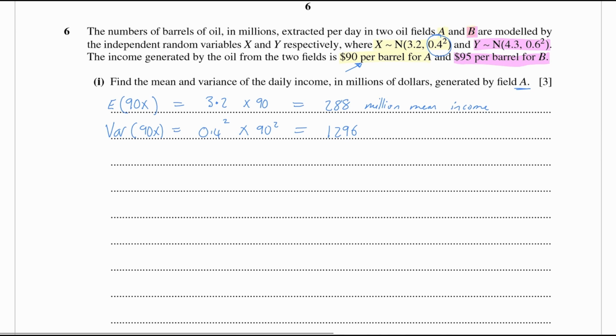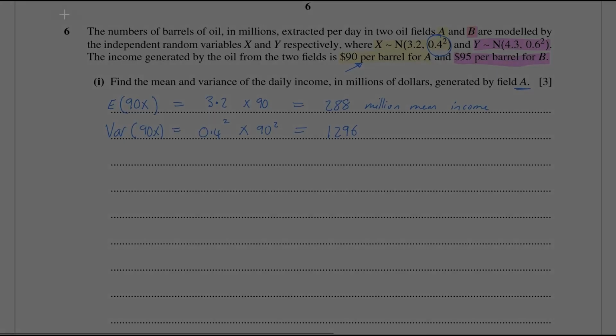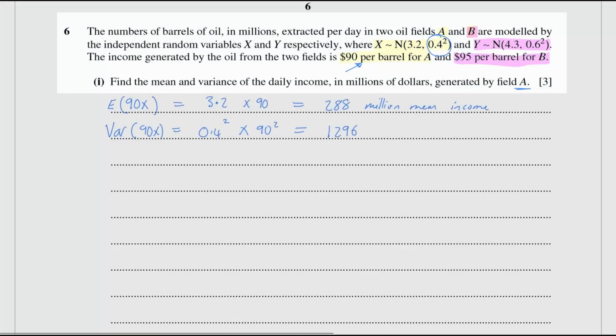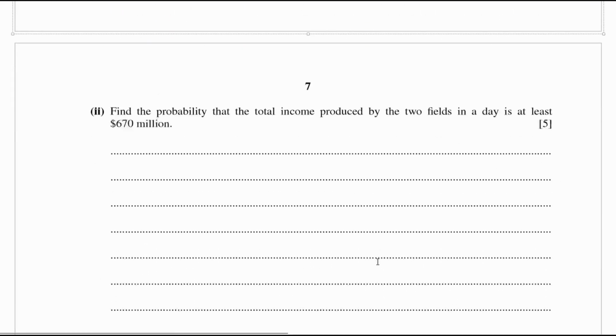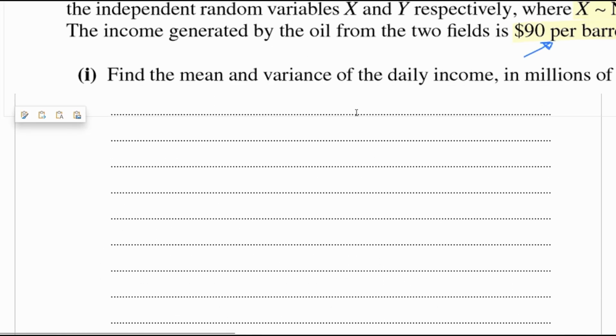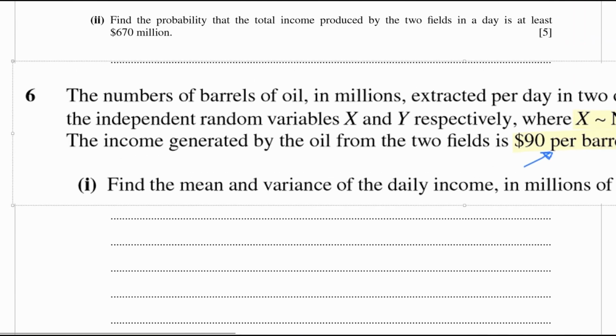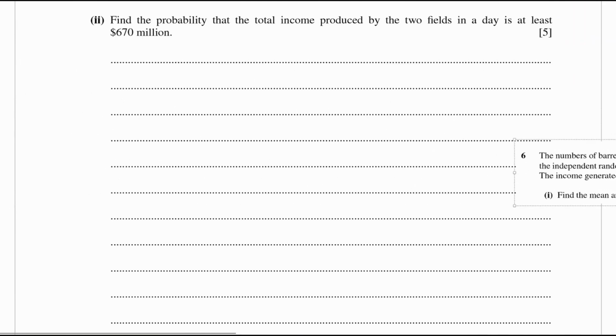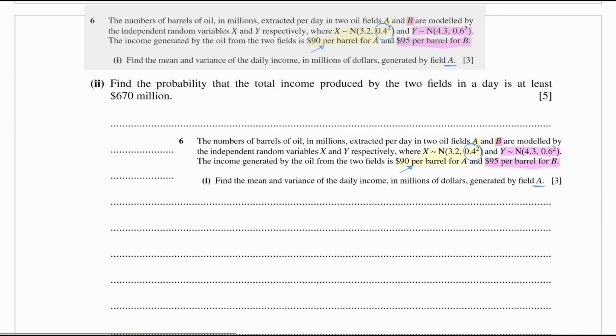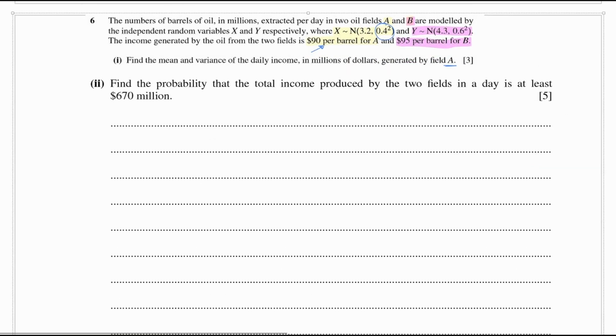Now, what I might do is I'm probably going to need this information here. So I will pull it down to part 2. I don't know why they gave us so much. Okay, so that we can refer back to what it says there without having to scroll up and down, I've brought that down. Now, for the second part, we're finding the probability that the total income is at least 670 million.